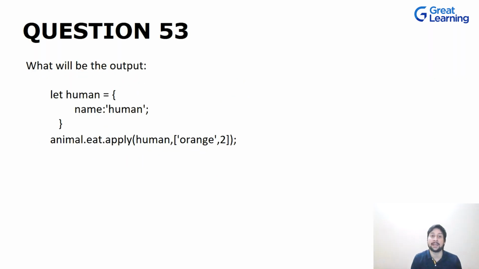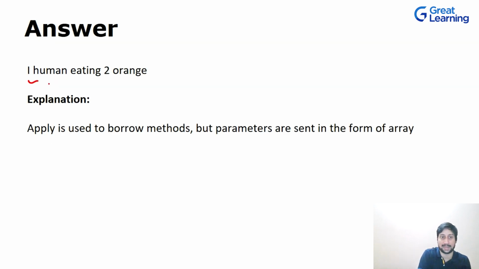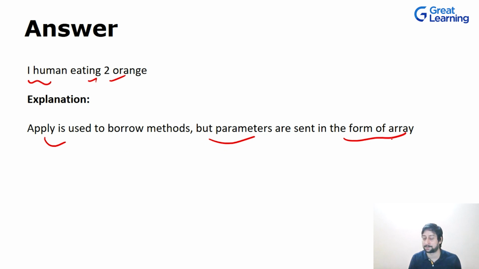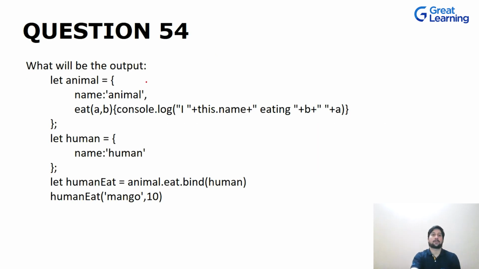There is another way with which you can borrow methods, that is with the help of apply. And instead of passing your arguments separately, in this we can pass our arguments in the form of an array, and it will act the same as call. Still you will be getting the same output as I human eating 2 oranges. So this is the output, I human eating 2 oranges, and apply is used to borrow methods, but parameters are sent in the form of an array. Simple. Now let's talk about this question.